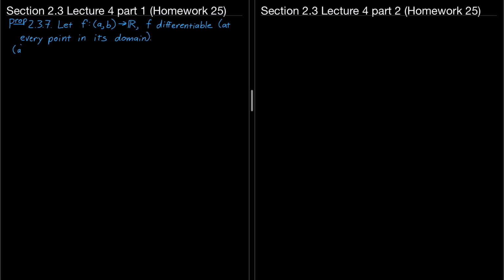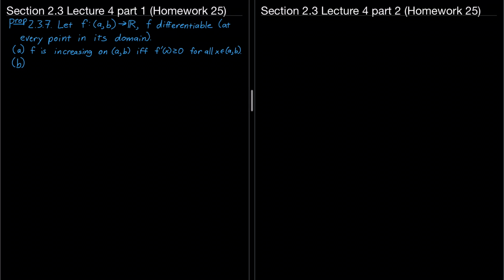Okay, then the first result is that f is increasing, so not decreasing, increasing on its domain if and only if f prime is non-negative for all x in the interval. And notice that is an if and only if statement.